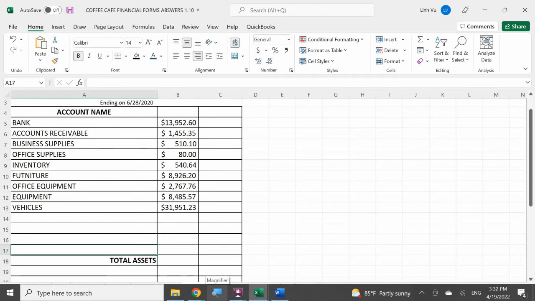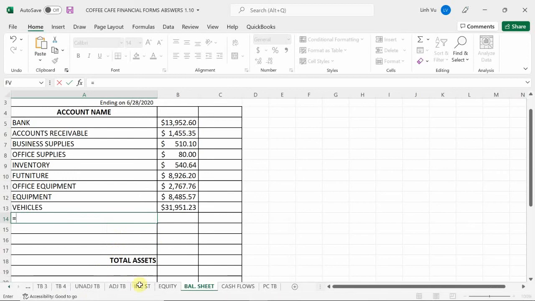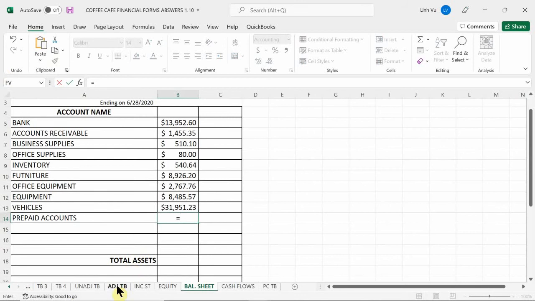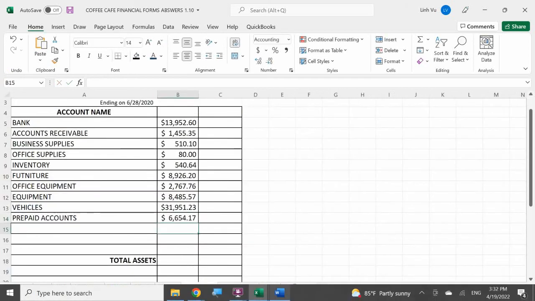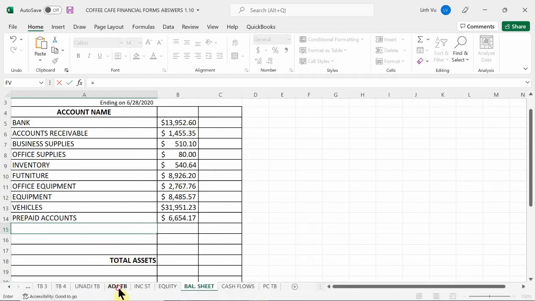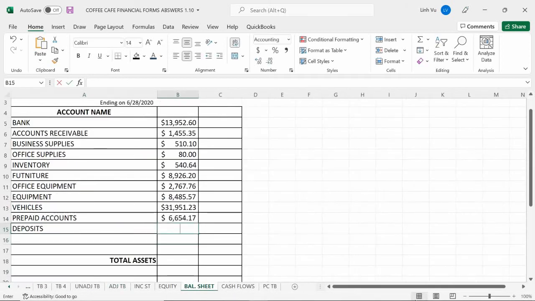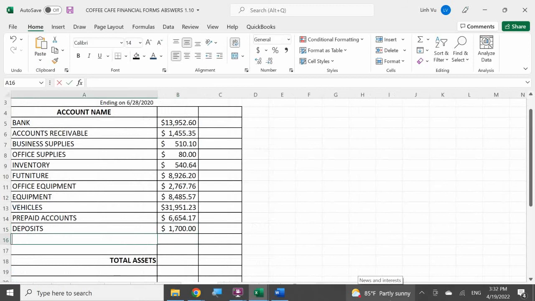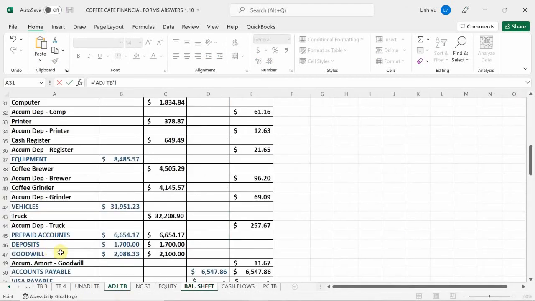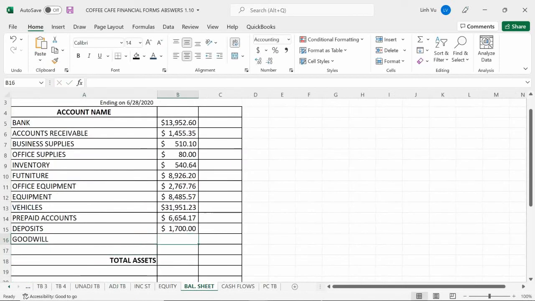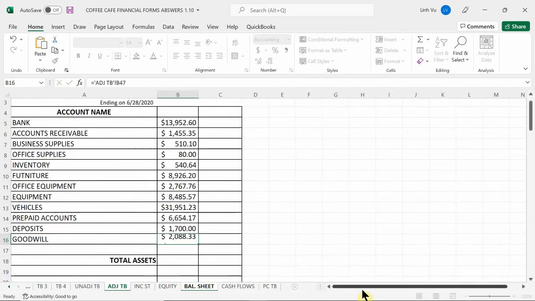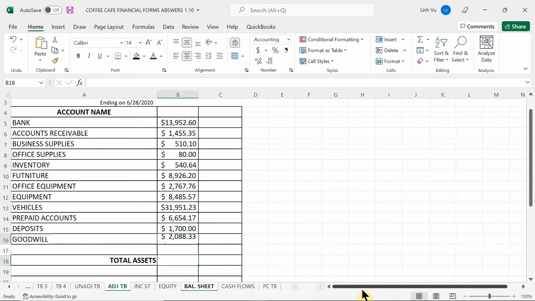And then let's see what's next. Then I'm going to put my intangibles or my other assets. So in this case, my first other asset is going to be my prepaid accounts, which is currently outstanding for $6,654.17. I have deposits. That's currently outstanding for $1,700. And last but not least, I have goodwill, which is intellectual property, right? For a total of $2,088.